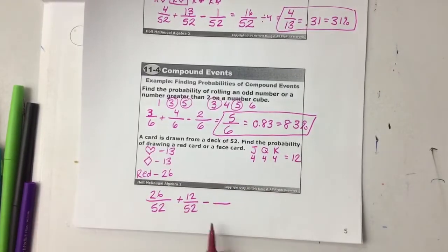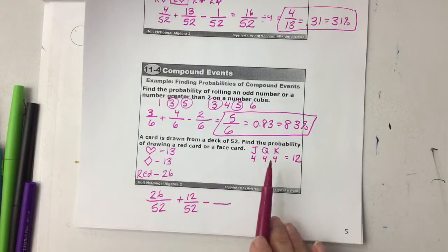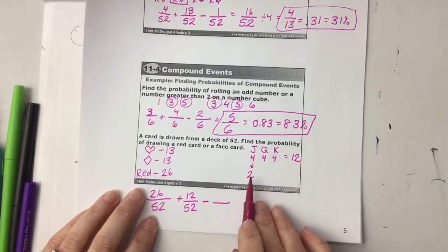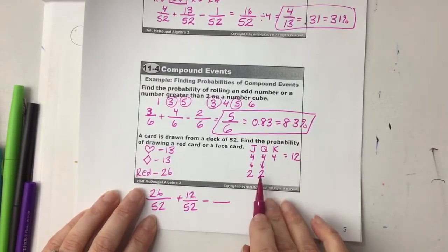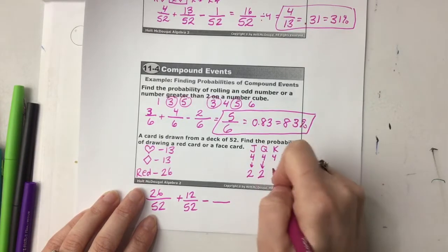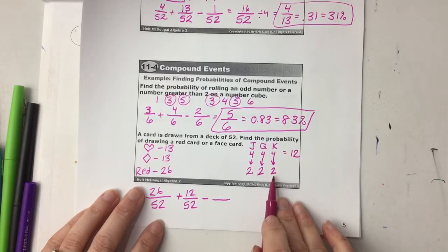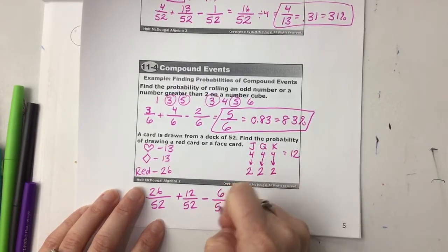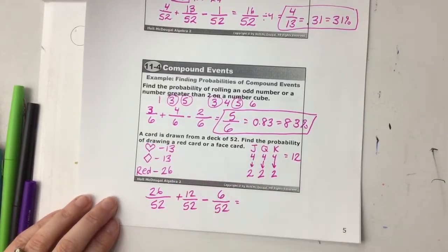Now what we need to do is try to figure out, okay, how many red cards are also face cards? Well, there would be 2 red jacks because you'd have jack of diamonds, jack of hearts. There would be 2 queens that are red. Same thing, your diamonds and your hearts. There would be 2 kings that are red, hearts and diamonds. So there are 2, 4, 6 out of the 52 cards that are both red and a face card.